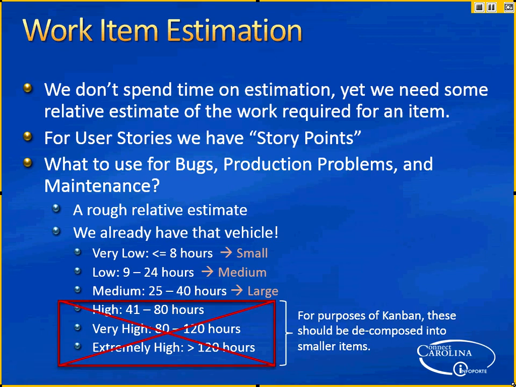Basically, we do a rough relative estimate. We already have the vehicle for that, which we may want to refine, mind you. We have low, medium, and we have used that approach. It's kind of in our culture. There's some work we need to do to adjust it, but that concept is there. We also have high, very high, extremely high. For purposes of Kanban, anything that big has to be decomposed into smaller elements. It still has to be delivered, but you're not going to chug 120 hours worth of work.